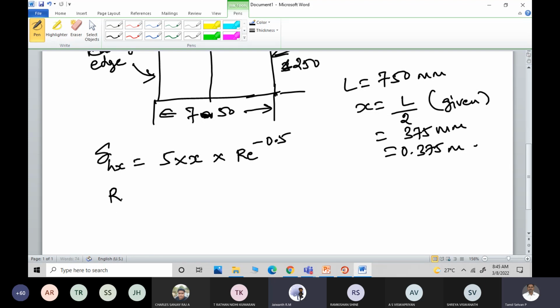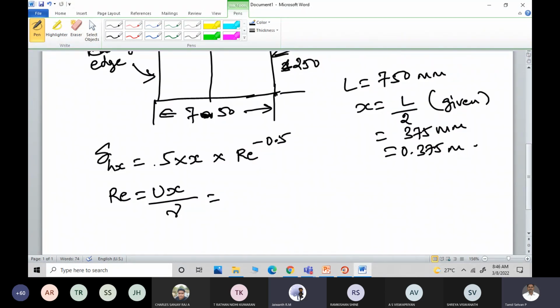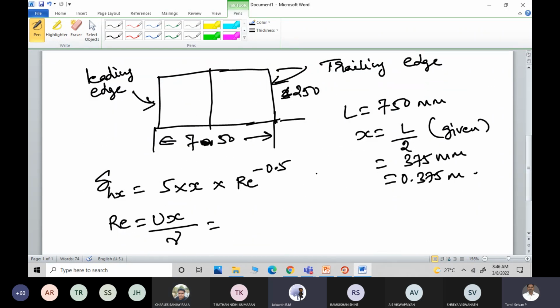Now we know that Reynolds number is equal to ux divided by nu. What is the viscosity? Viscosity is mentioned as 1 stoke, that is 1 into 10 power minus 4 meter squared per second. Substitute here. What is the velocity mentioned in the problem? 5 meters per second. So 5 into 0.375, up to the middle, Reynolds number at distance x, divided by 1 into 10 power minus 4. How much is it? 18,750.